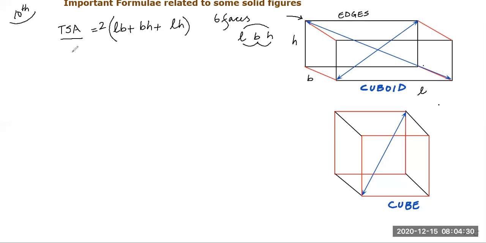Now comes the total volume of a cuboid. Volume is the space, which is 3D, three-dimensional, that it occupies. So that will be simply length into breadth into height, in unit cube. And total surface area will have unit square because it is a two-dimensional thing. It is achieved by multiplying length and breadth, or breadth and height, or length and height.